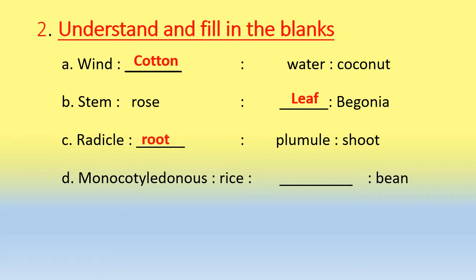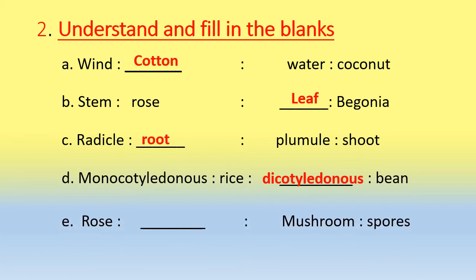Part D, monocotyledonous is to rice, means a rice is an example of monocotyledon. So here beans is an example of dicotyledons. Part E, mushroom will reproduce by its spores. So same as a rose will reproduce by its stem.